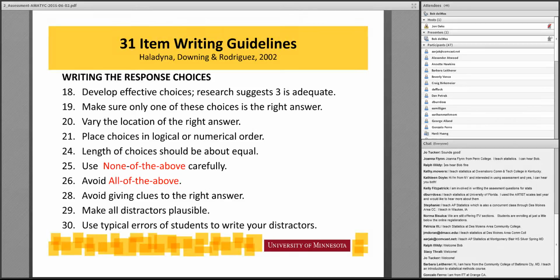Avoid giving clues to the right answer. Number 29, make all distractors plausible. So you don't want a student just to rule out something just because the choice is referring to something that they just know cannot happen, for example. And then to the best you can, use typical errors of students to write your distractors. And a lot of that usually comes from your own experience and years of teaching and working with students and knowing what they typically come up with as ideas and misunderstandings and misconceptions. But that also can come from the literature.